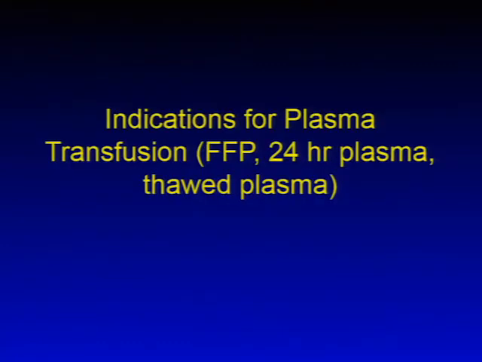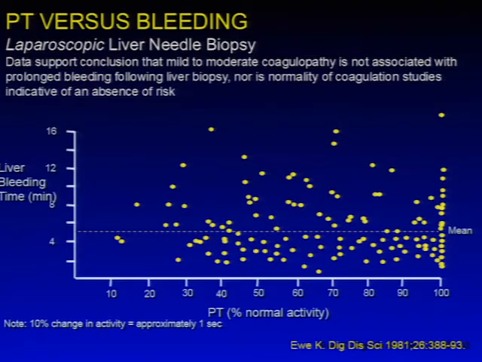So when should plasma or FFP be transfused? In what patient populations? This study by Dr. Yu looked at liver biopsy bleeding time in relation to PT, platelet count, whole blood clot time, length of biopsy cylinder, and the histopathology of the liver surgery, and basically no correlation was seen between any of these variables that I just mentioned, such as platelet count, PT, length of biopsy cylinder, and bleeding time. Bleeding could actually be easily stopped by compression.